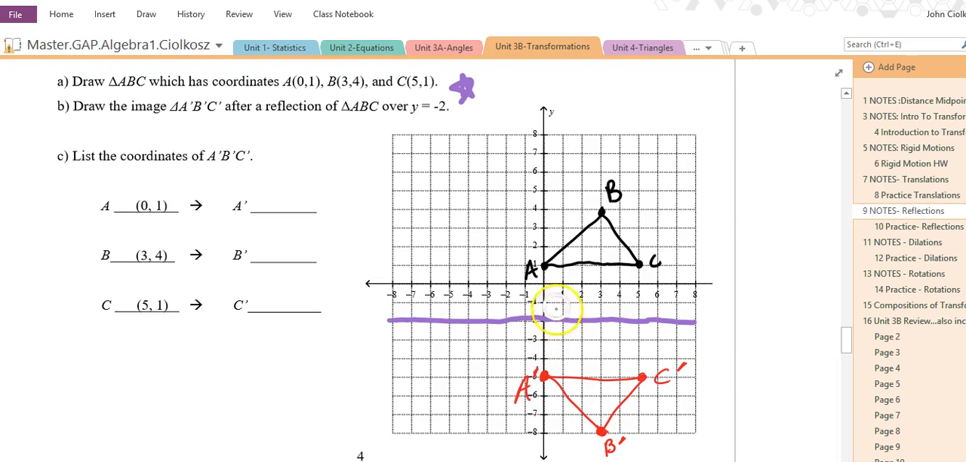So our coordinates, A is now at 0, -5. B is now at 3, -8. And C looks like it's at 5, comma, -5.